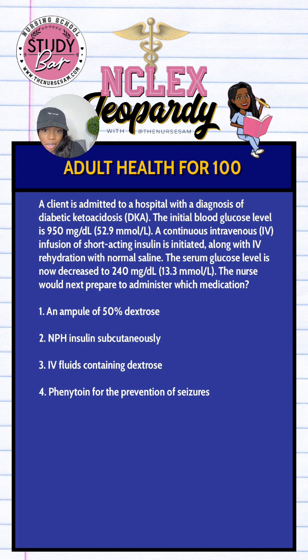I'm seeing you guys say twos and threes. 2 says NPH insulin subcutaneously, and 3 says IV fluids containing dextrose. Let's see what that answer is. While I'm getting that answer, tell me why you got the answer that you got. If you got 2, why did you get 2? What made you come to that conclusion? And be honest. If you were just guessing, just say that.